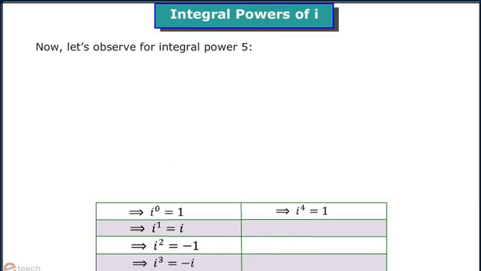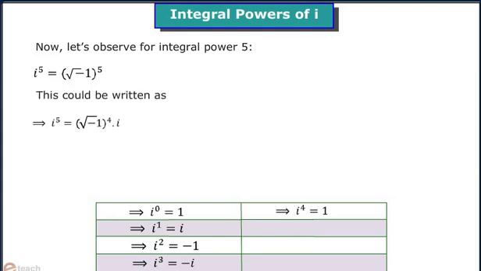Now, let us observe for integral power 5. Iota raised to the power 5 equals under root of minus 1 raised to the power 5. This could be written as iota raised to the power 5 equals under root of minus 1 raised to the power 4 into iota, which implies iota raised to the power 5 equals 1 into iota, because we know that iota raised to the power 4 equals 1. This gives us iota raised to the power 5 equals iota.